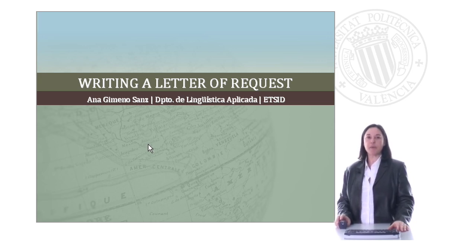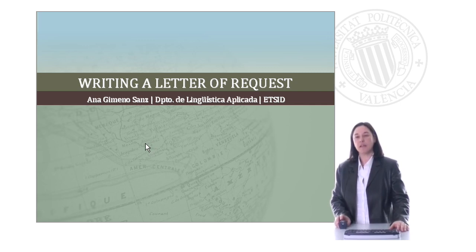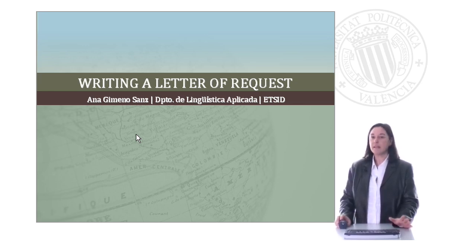Today we're going to talk about writing a letter of request. For example, if you're thinking of applying for an Erasmus grant, then naturally you'll have to get in touch with the host university, and perhaps you'll even want to write a letter to them requesting information. So let's see how to lay out the information and how to go about writing this letter.